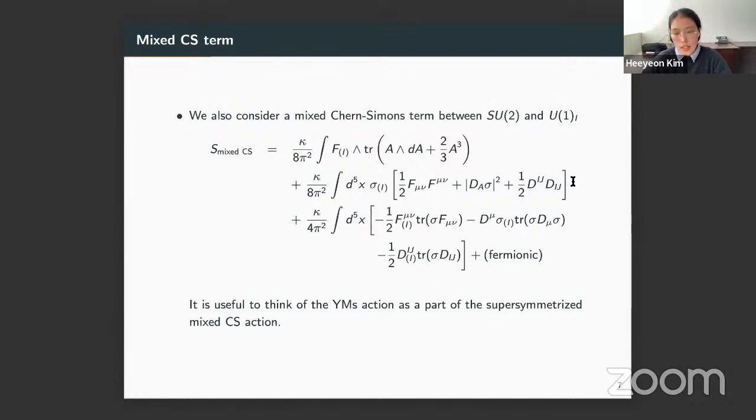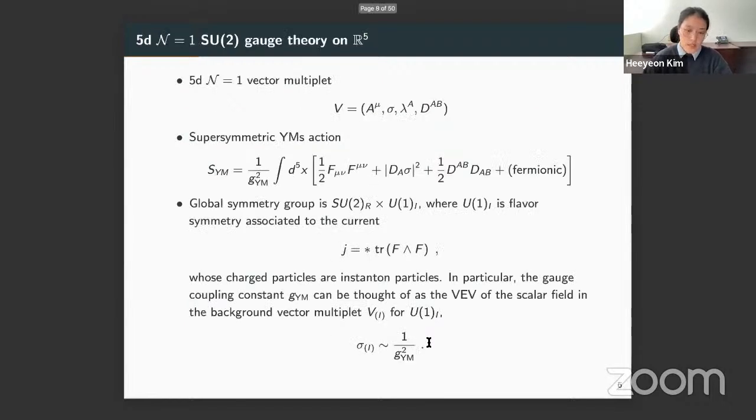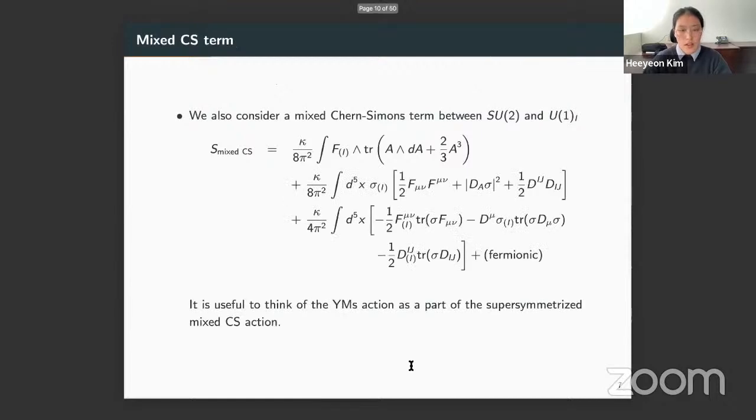If you look at the second line here, this expression in the square bracket is precisely the Lagrangian for the Yang-Mills action. With the identification that I just mentioned, you can consider the Yang-Mills action as a part of the supersymmetrized mixed Chern-Simons action. And this point of view will be very useful in our later discussions.